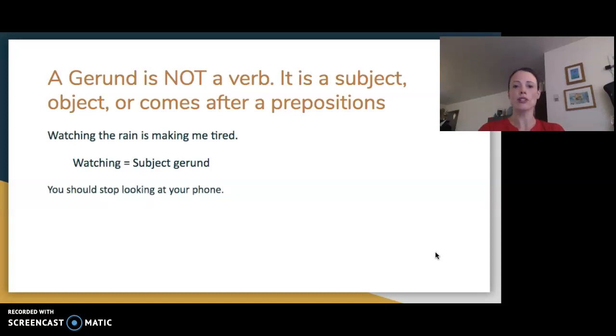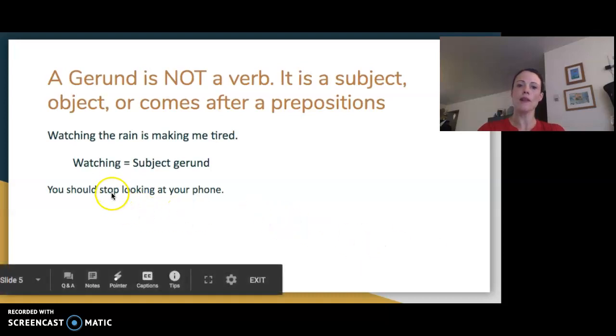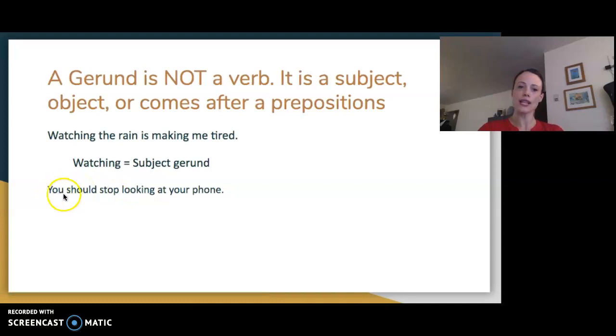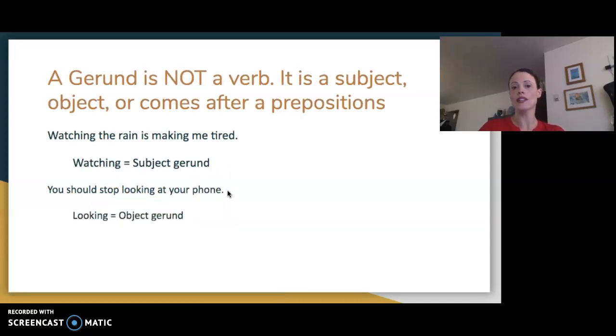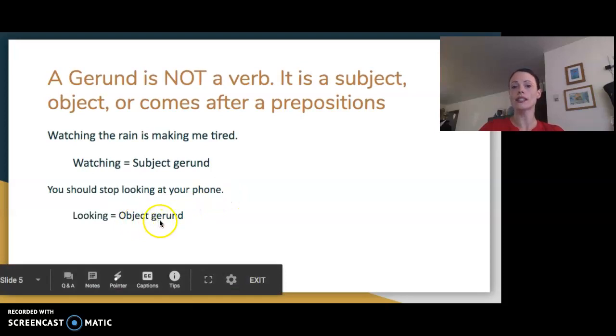You should stop looking at your phone. Here, after the verb stop, you should what, right? If you say subject, verb, what do you find? You find the object. You should what? Sorry, you should stop what? You should stop looking. So looking is your object gerund.